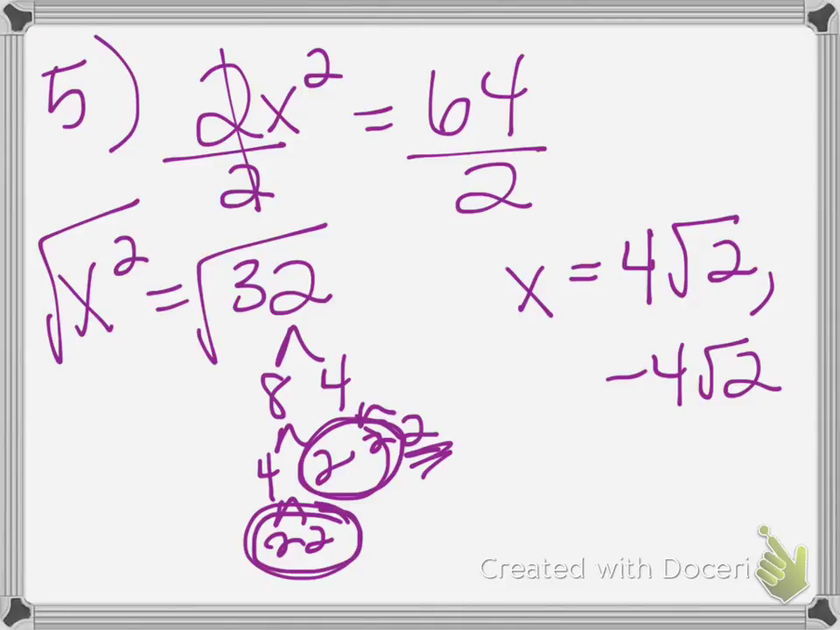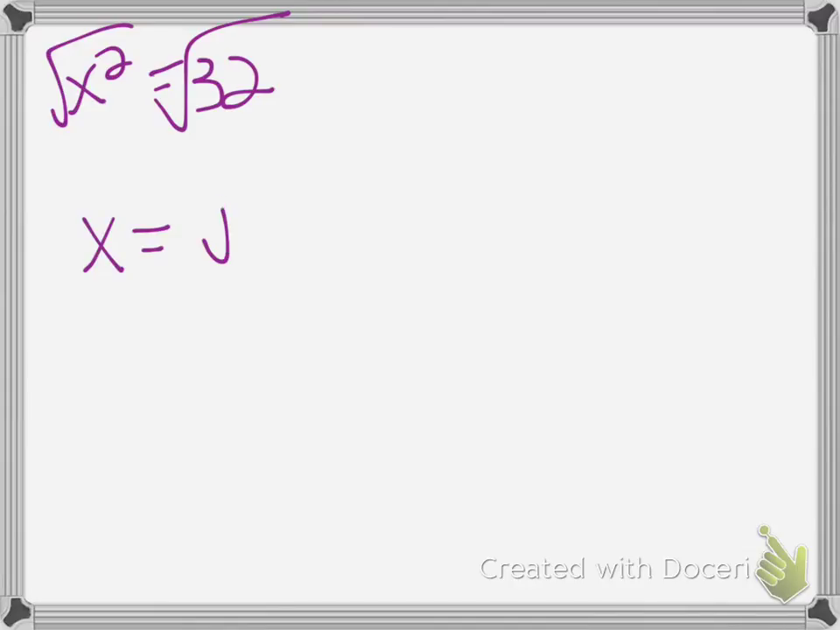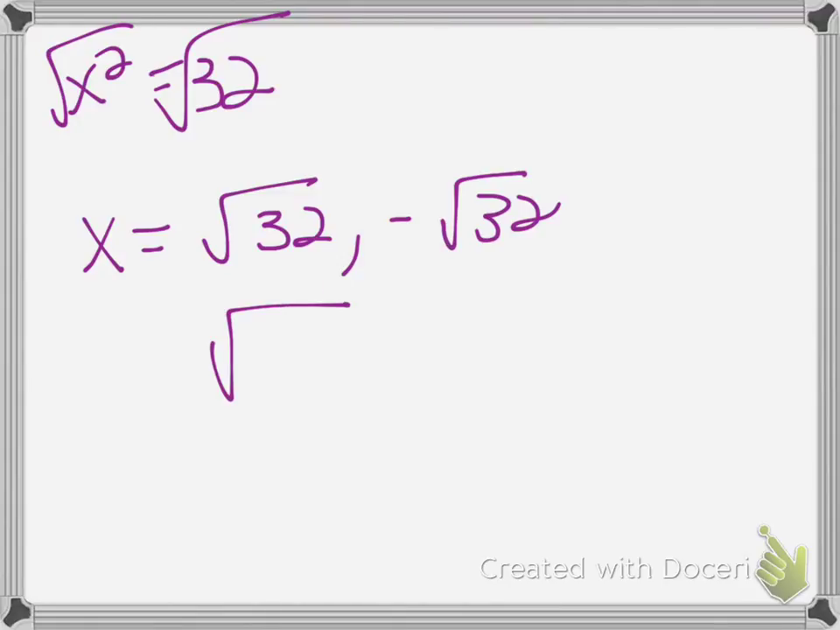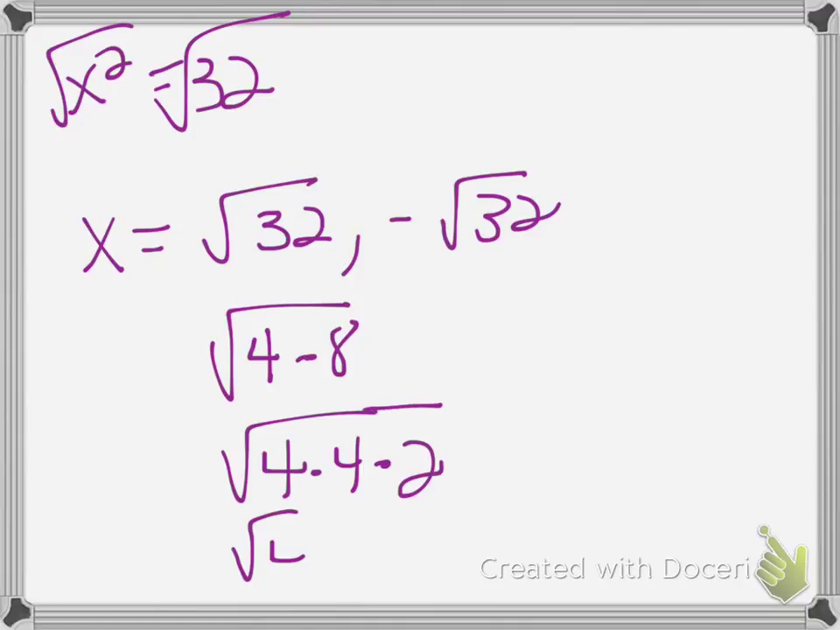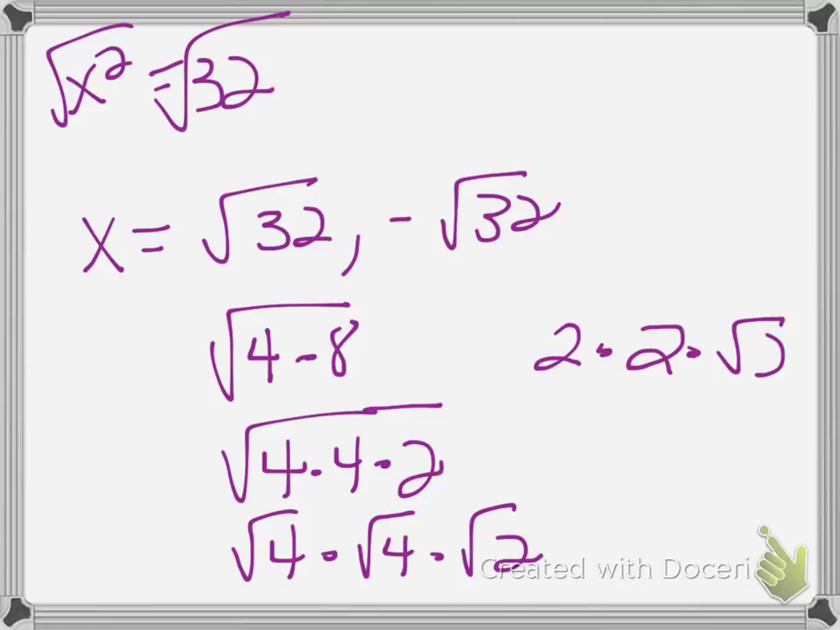Again, the other way to go about this is if you have x squared equals 32 and you square root it, x equals the square root of 32 and negative square root of 32. But then you'd have to break it down. Some people might look at it as, oh, well, that's 4 times 8. Oh, but 8 can be broken down into 4 and 2. And then I know I can do square root of 4 times square root of 4 times square root of 2. Square root of 4 is 2, square root of 4 is 2, and then I've got the square root of 2. So that's how I get 4 square root of 2. And then obviously negative 4 square root of 2.